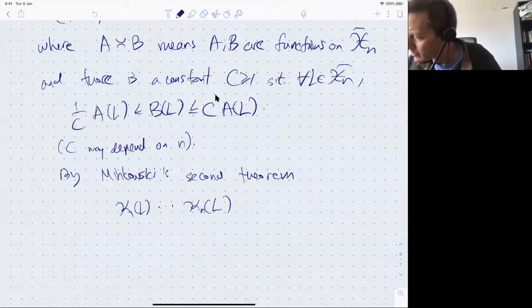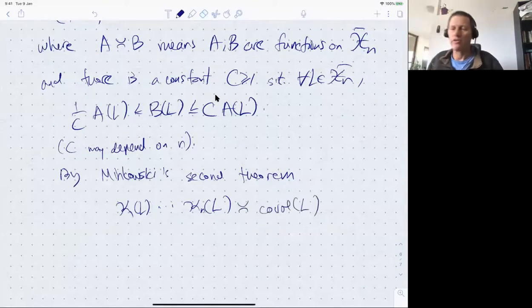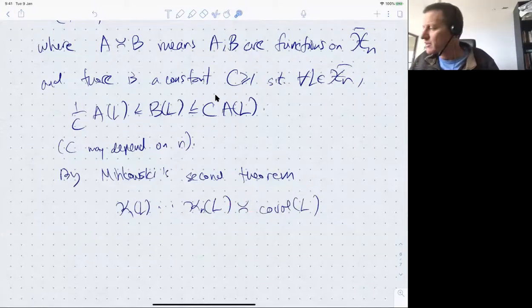Minkowski's second theorem says that this identity holds for the lambda i's. But we already know that the lambda i's are comparable to the kappa i's. And also Minkowski's second theorem says that this holds and the constant C is specified. But again, we don't care about the constant in this proof. So this is a corollary of Minkowski's second theorem.